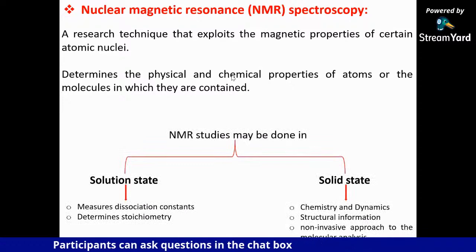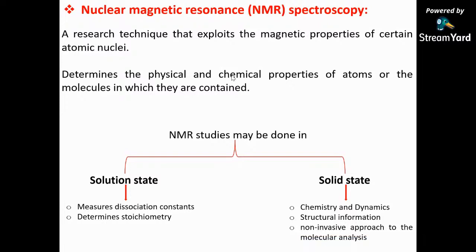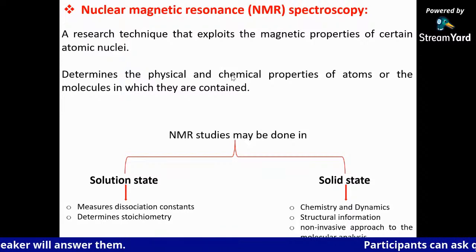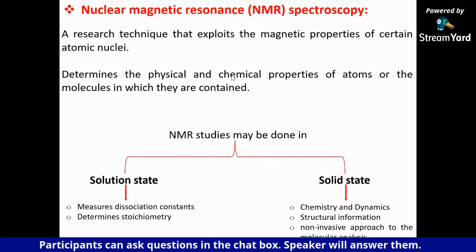NMR studies may be done in the solution state or in the solid state. In the solution state, NMR helps us to measure the dissociation constants and also to determine the stoichiometry. The stoichiometry tells us the ratio in which the drug and cyclodextrin got included. For example, is it a 1:1 ratio of drug and cyclodextrin, or 1:2, or 2:1, or 1:3, or 1:4? So the solution state NMR studies will help us to determine the stoichiometry or the binding ratio of the drug and cyclodextrin.